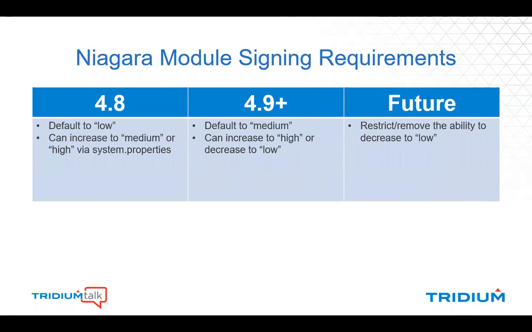Third-party module verification was introduced in 4.8 with the module verification mode defaulting to low, meaning module signing was optional. The verification mode could be increased to medium or high on a per platform basis using the system.properties file if desired. In 4.9, the module verification mode was increased to medium, requiring module signing by default. The verification mode could be increased to high or decreased to low if needed using the same system.properties file.